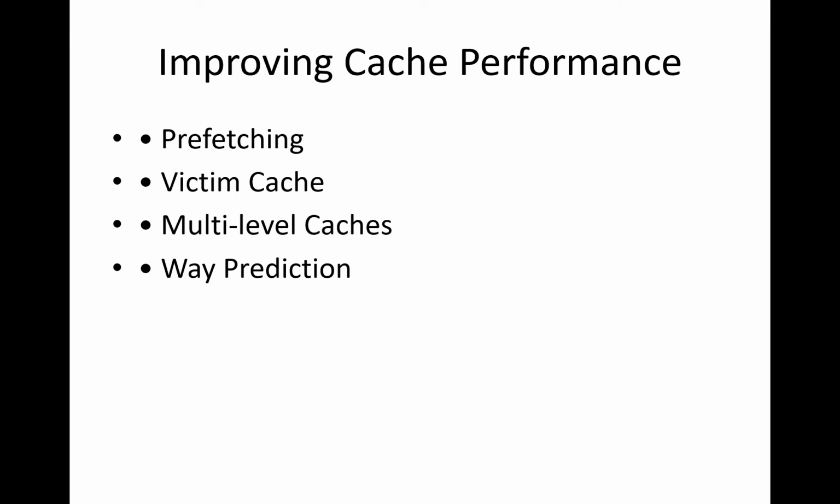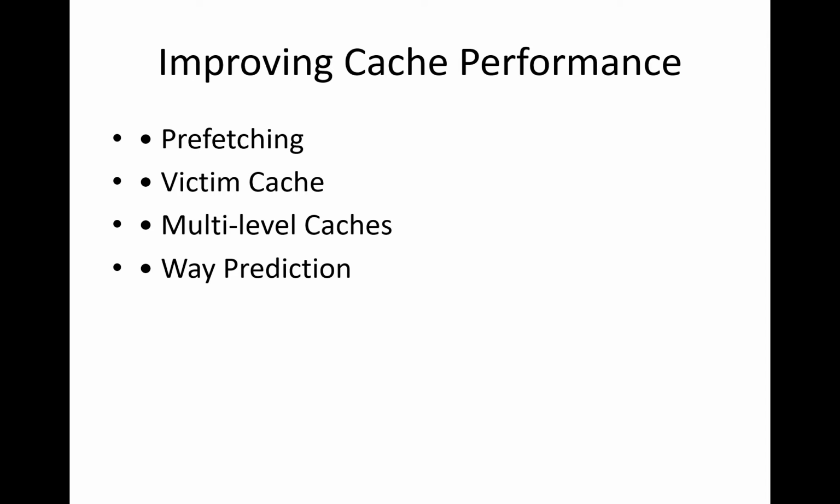And then how do we improve the cache performance? Here are some ways to make caching smarter. You have prefetching, which loads data before it is needed. And then we have the victim cache, which temporarily stores recently evicted blocks in case they are reused.